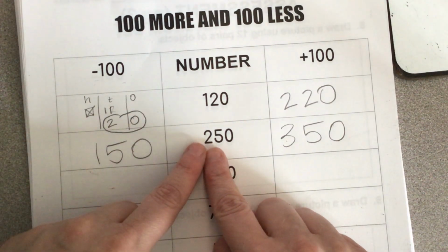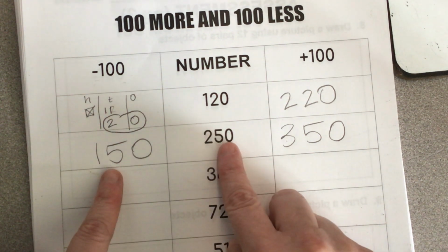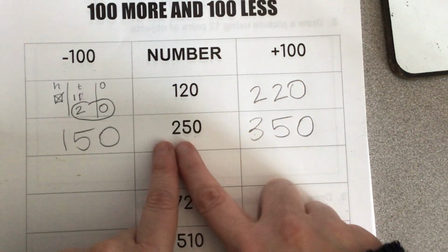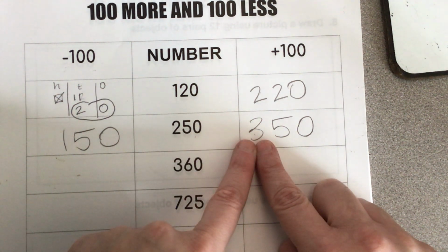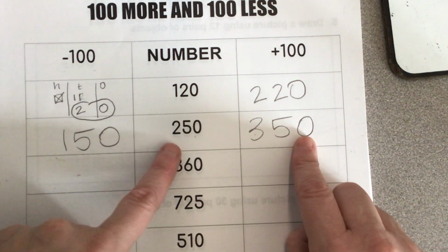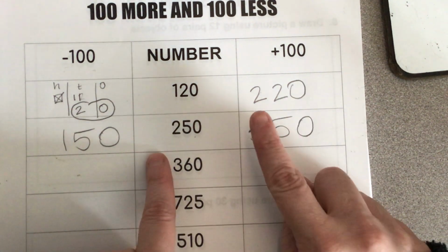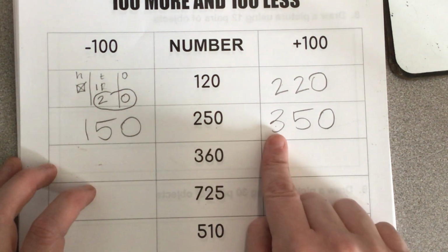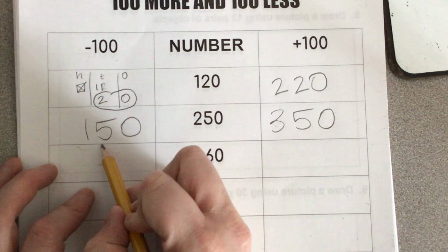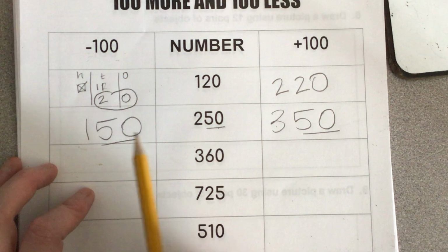If I had 2 to start and I took away 1, 2 minus 1 is 1. I still have 50. And then if I started with 2 and I added 1 to the hundreds, I now have 3. 2 plus 1 is 3. I still have 50. So remember, your tens place and your ones place should not be changing. Only your hundreds place. It went from 100, 200, 300. But I still had 50 for every number because my tens and ones place did not change. Take your time on this one.